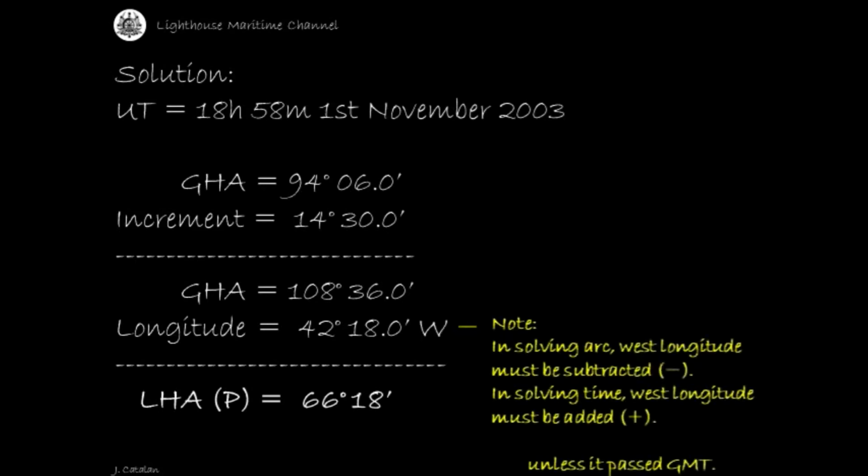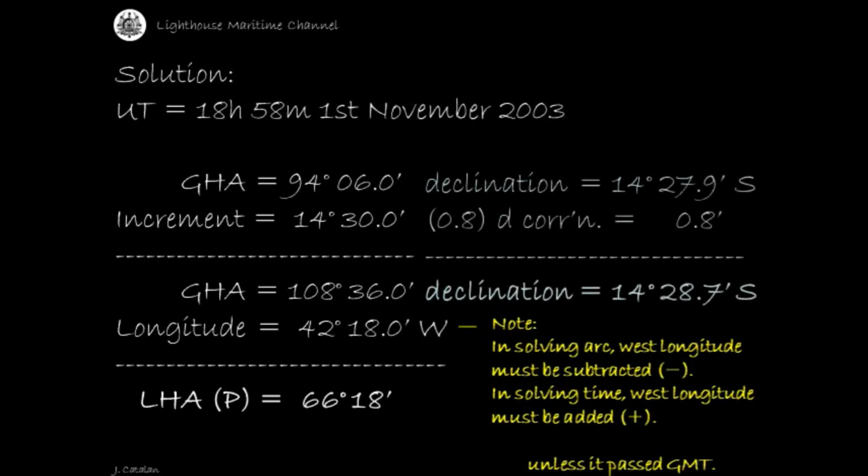Note: in solving arc, west longitude must be subtracted. In solving time, west longitude must be added, unless it passed GMT. Declination is equal to 14 degrees and 27.9 minutes south. Added by the D correction, from the equivalent value of the D, which is equal to 0.8 minute. The result is the declination of the Sun, which is equal to 14 degrees and 28.7 minutes south.